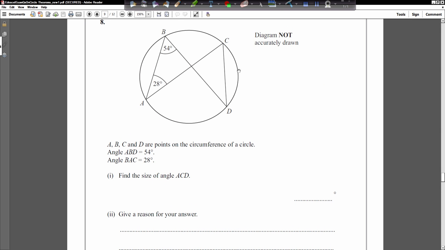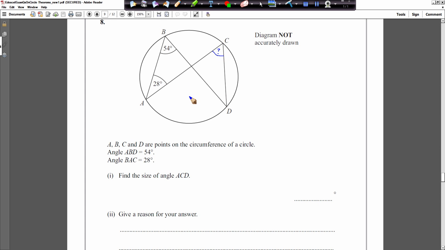Okay, Bismillah. Right, let's have a look at question number 8. What have we got? We need a pen. Right, A, B, C, and D are points on the circumference of a circle. Angle ABD is 54, and that's 28. Find the size of angle ACD. So ACD is A to C to D, the middle one. So we need to work out this angle here. That is the angle we need to work out, and that is quite an easy answer.